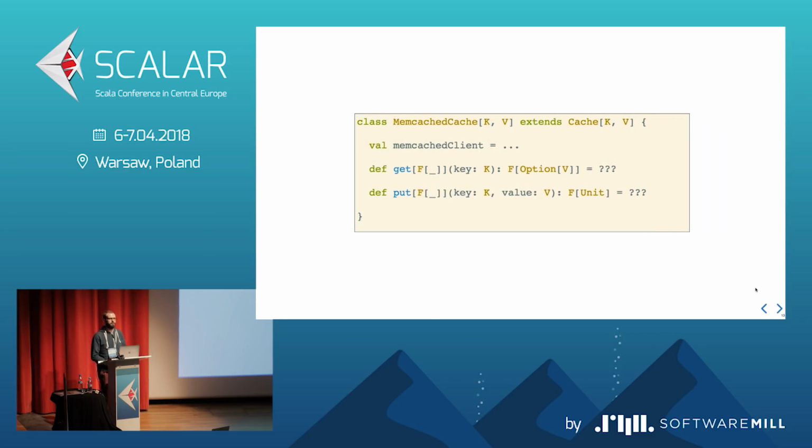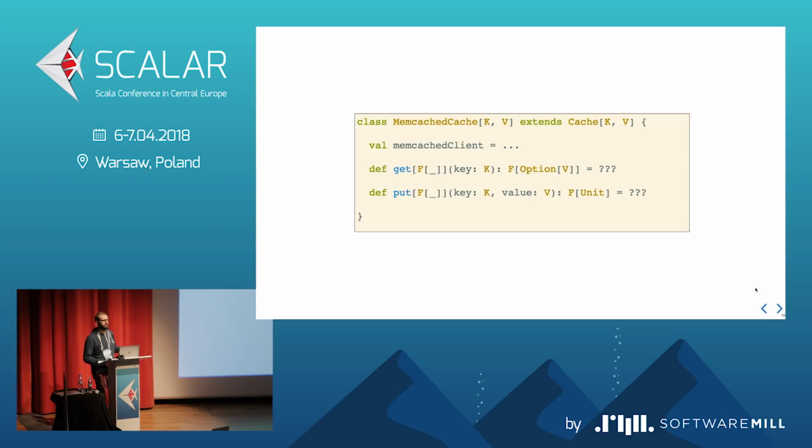So let's try actually implementing one of our cache backends in ScalaCache using this new technique. So we have some memcached client that we've set up. We're connected to memcached. We need to implement get. We're given this F type, and we need to return an F of option of V. So how on earth do we do that? Because we don't even know what F is. Are we returning a future or a plain old value or a task? Who knows?